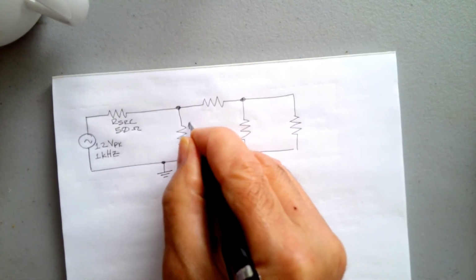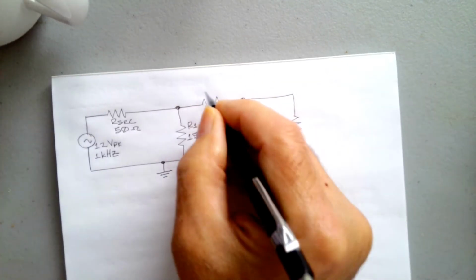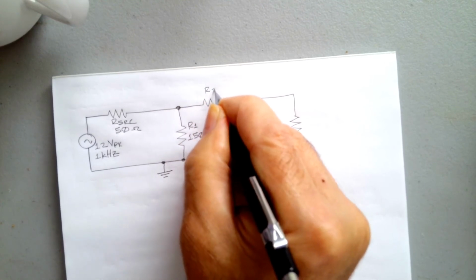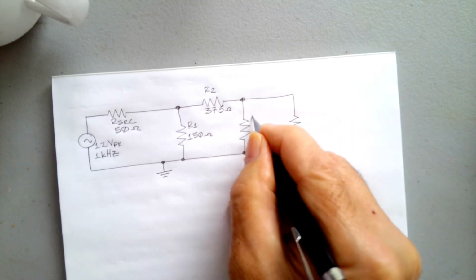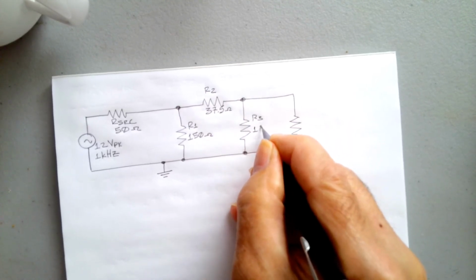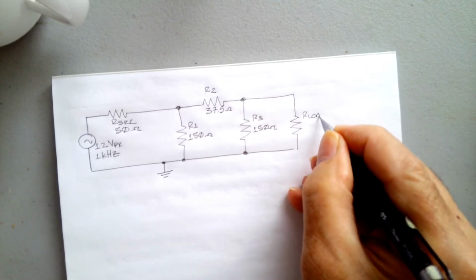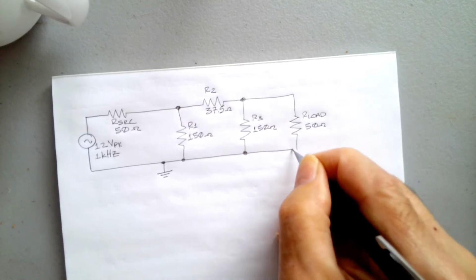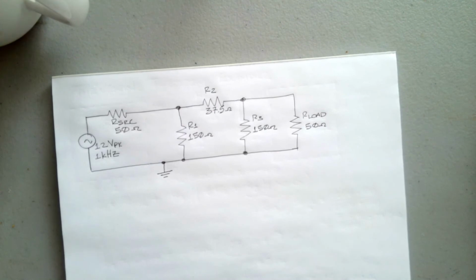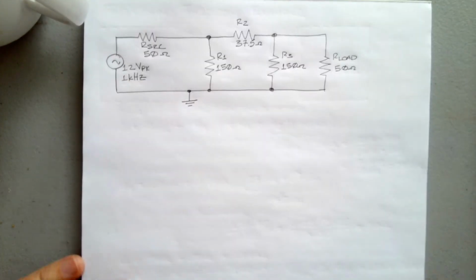Okay, now we have our R1 here is 150 ohms. R2 is 37.5 ohms, and R3 is 150 ohms, and our load is 50 ohms. So let's apply our rules from Thevenin's theorem. First rule, we disconnect the load.